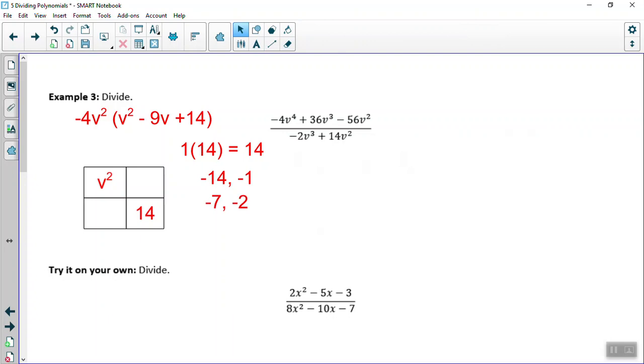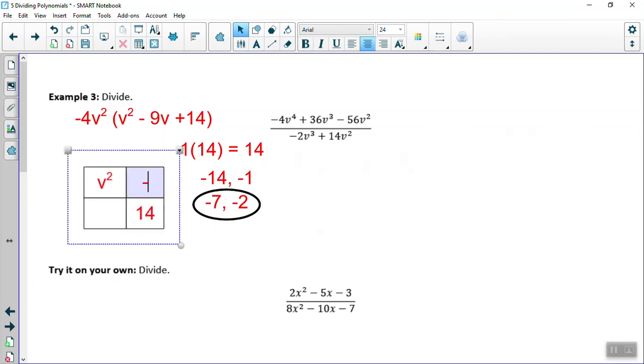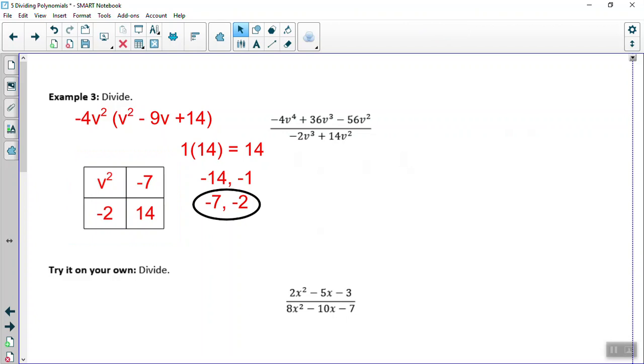All right, so these are my only two factor pairs for 14. So both of them will multiply to make a positive 14. Only one of them will add up to a negative 9. So that happens to be this one here. So in this box, I can put in negative 7. And in this box, I can put in my negative 2. All right, now we can go ahead and do our greatest common factors. Oops, I did forget.